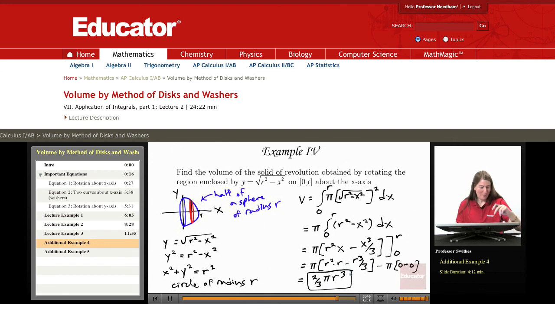Now this was visually the volume of half of a sphere, and from geometry classes you know that the volume of a full sphere of radius r is 4/3 pi r cubed, and our volume of a half sphere did come out to 2/3 pi r cubed, which is half of 4/3 pi r cubed. And so we've confirmed or derived the formula for the volume of a sphere.